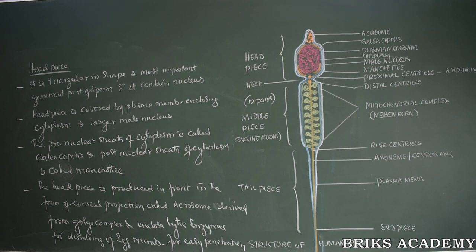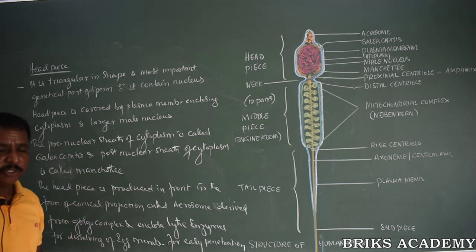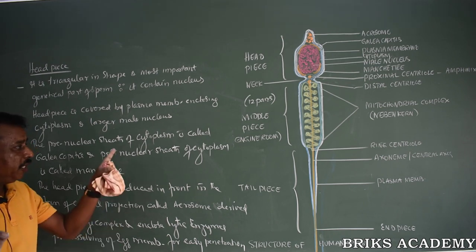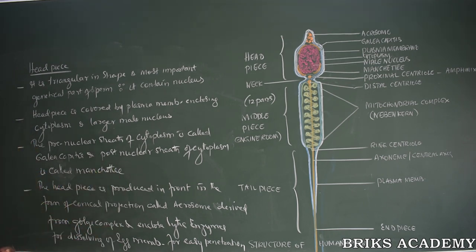It is an important genetical part because it contains nucleus and it is generally covered by plasma membrane enclosing cytoplasm and larger male nucleus. The pre-nuclear sheath of cytoplasm is called Galea capitis and the post-nuclear sheath of cytoplasm is called Manchetti. The headpiece is produced in front in the form of a conical projection called acrosome derived from Golgi complex, and it encloses lytic enzymes for dissolving of egg membranes for easy penetration, and that is about the headpiece.